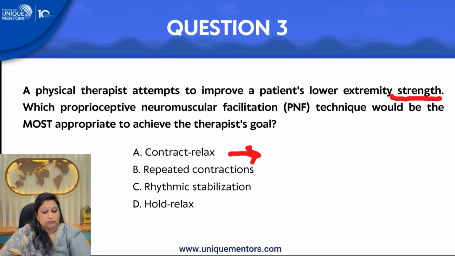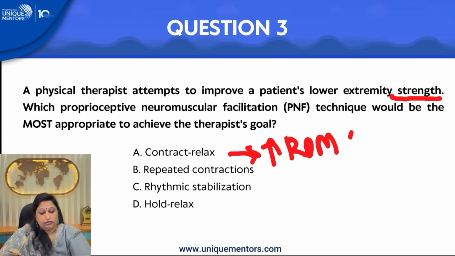Contract relax usually is meant to increase the range of motion. Here we are using isotonic contraction of the antagonist muscle. I am not going into the details. When we are giving isotonic contractions to the antagonist muscle, the agonist muscle will relax, and we will be pushing the limb into the agonist direction, which will help us to gain more range in the agonist direction. So mainly contract relax is meant for increasing the range of motion.